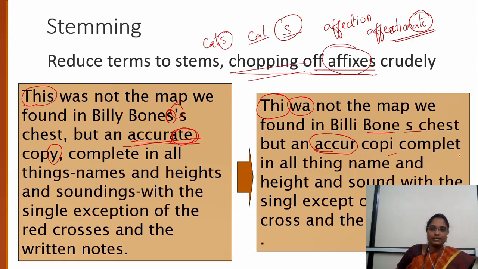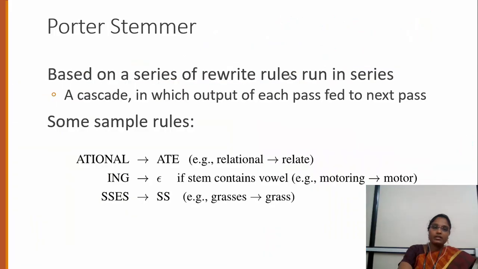Then complete, again e is also considered as a suffix, and it is removed in all these things. So here s is chopped off, names s is chopped off. Like this, stemming reduces the terms to stems, chopping off the affixes crudely.